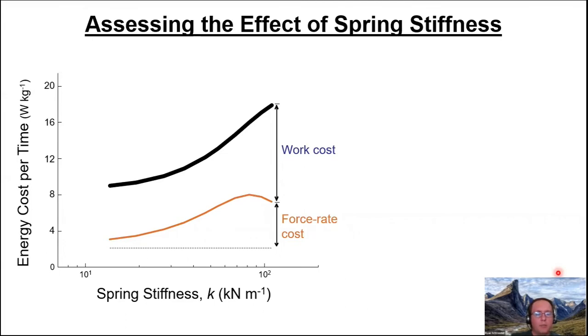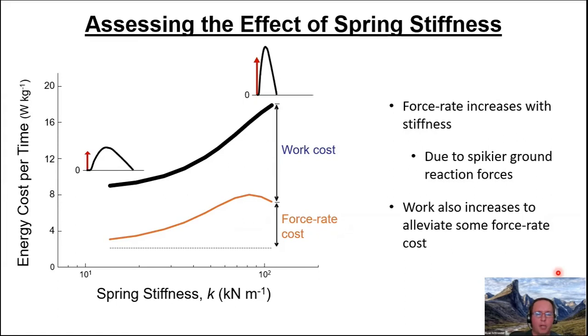So total cost in this model increases with stiffness with these parameters, and this is largely because force rate cost is increasing. So what's happening here is when you have a stiff spring, you have a relatively impulsive force versus a compliant spring, you have a less impulsive force. And so again, it's kind of similar to the last slide. The effect is such that extra stiffness means more force rate cost, and that increases total cost. And also the actuator begins to do more and more work to start to try and avoid this extra force rate cost.